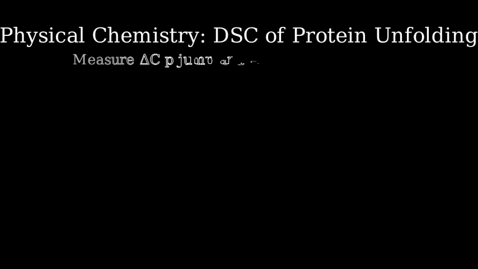In this video, we will design a differential scanning calorimetry experiment to measure the heat capacity jump at a protein unfolding transition, and we will estimate the required sample mass. We will look at it chemically, mathematically, statistically, and graphically.